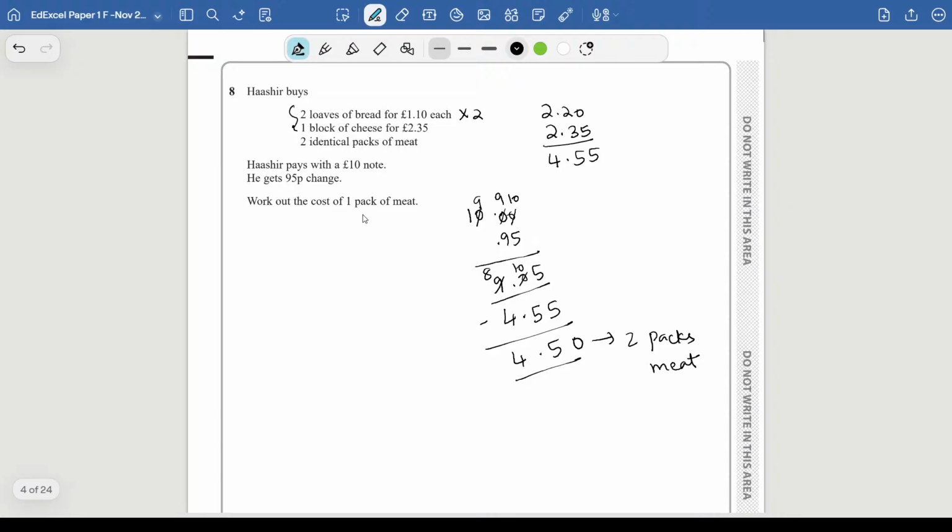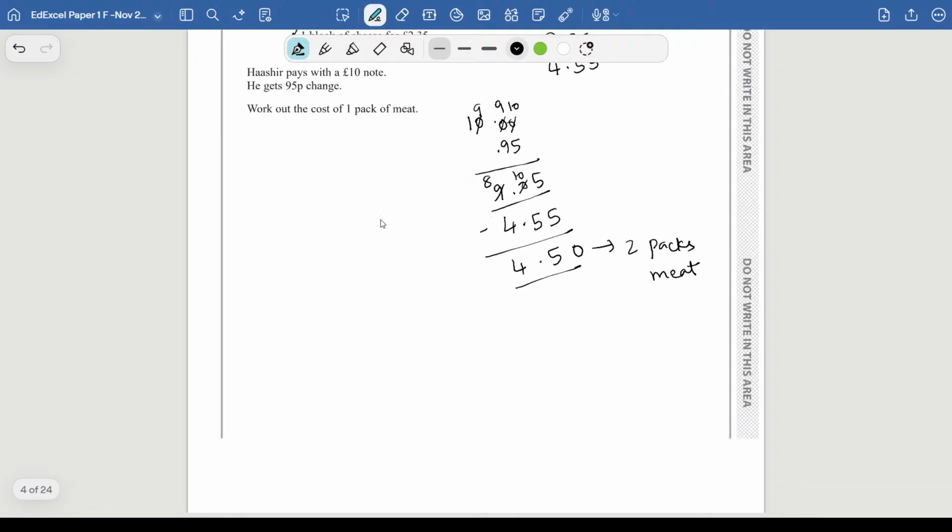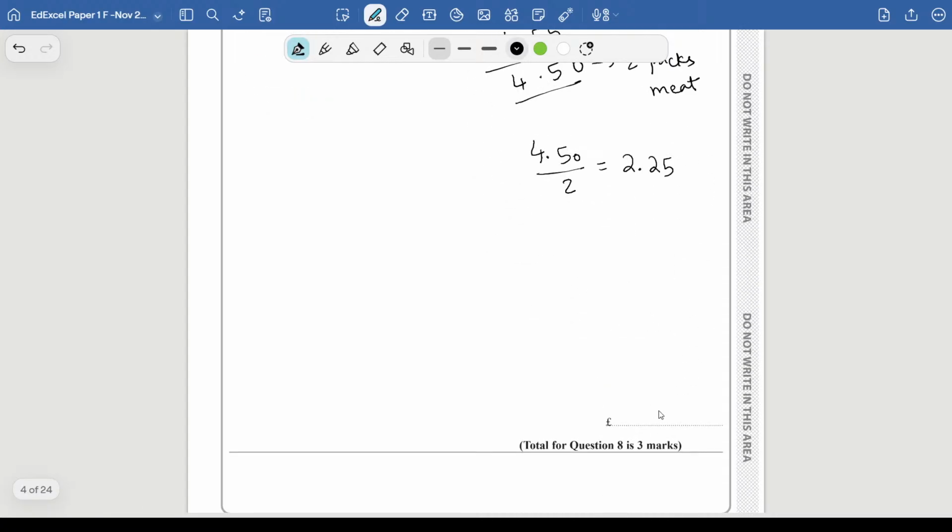You have to find the cost of 1 pack of meat. So you need to divide 450 by 2 to get the cost of 1 pack of meat. So 450 divided by 2 gives you 2 goes in 4 2 times, and then there is a decimal, 2 goes in 5 2 times, and there is this 5. 2.25 pounds is the cost of 1 pack of meat.